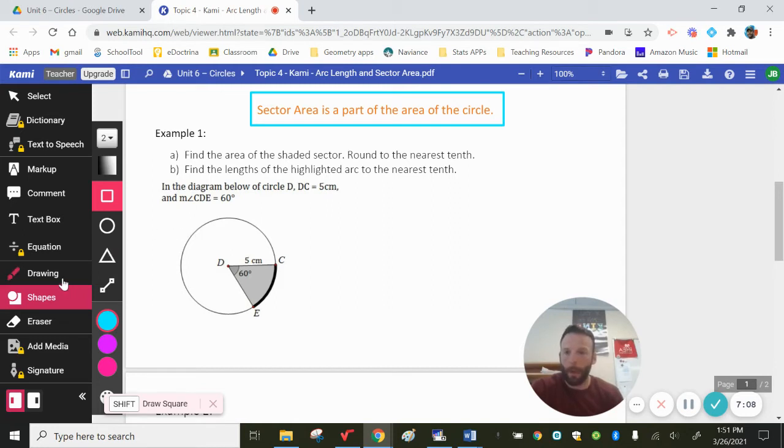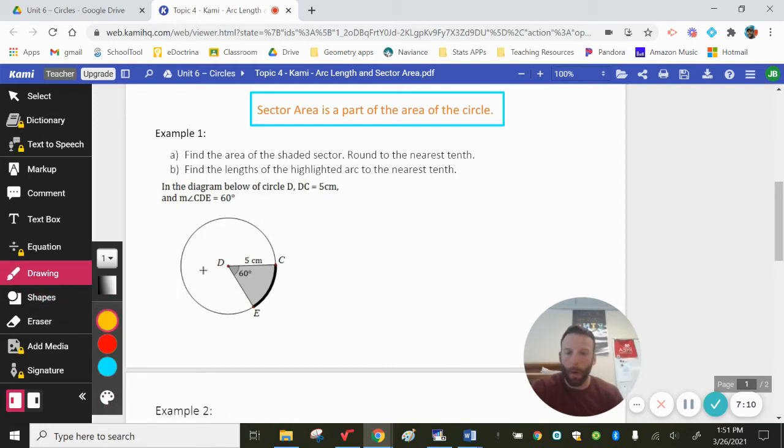The two things that I want to pay close attention to: one is that this right here, the 5 centimeters, is equal to the length of the radius of the circle. And the second thing is they give you this angle measure right here, the measure of this central angle. It says that this is called circle D. D is the center of the circle. So this is a central angle measuring 60 degrees.